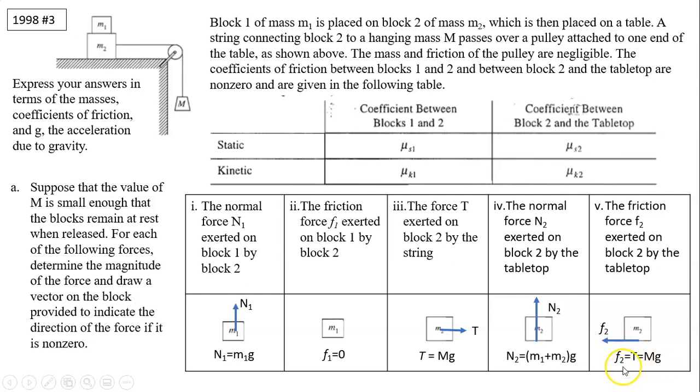Some of you probably say, wait a second, why can't we use the equation F2 equals mu s times N2? We can't use that equation because that equation is for maximum static friction. We know static friction changes, so this is not the maximum.